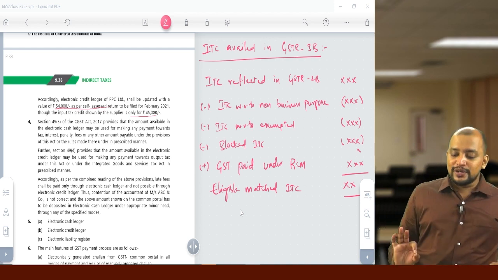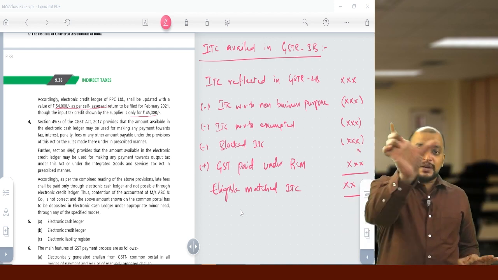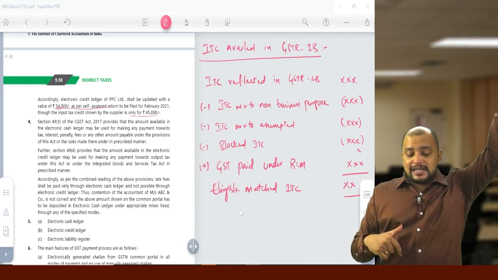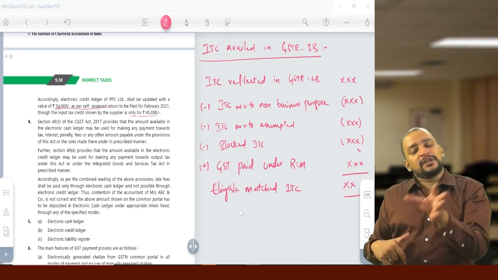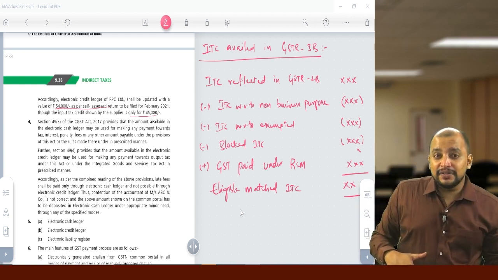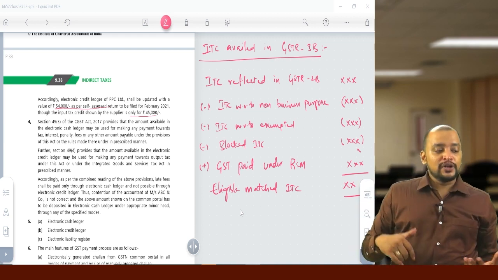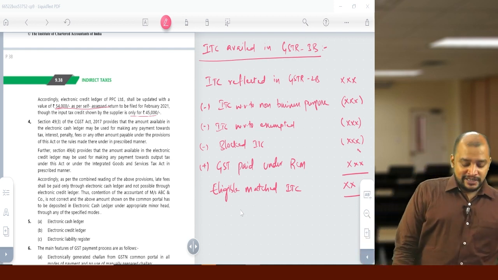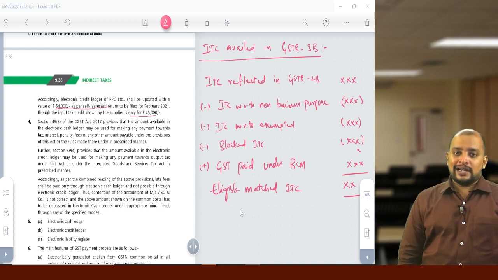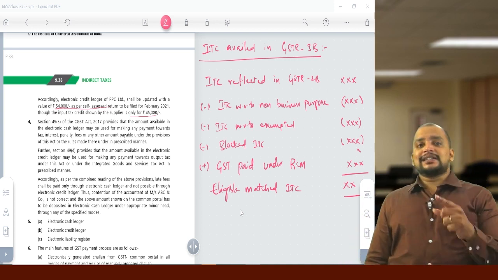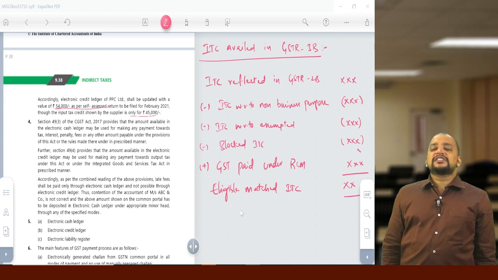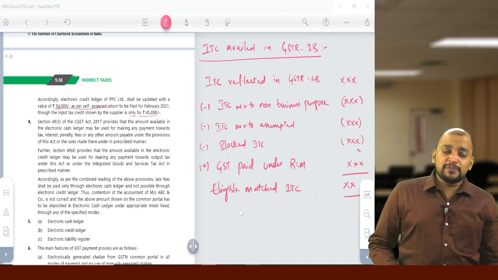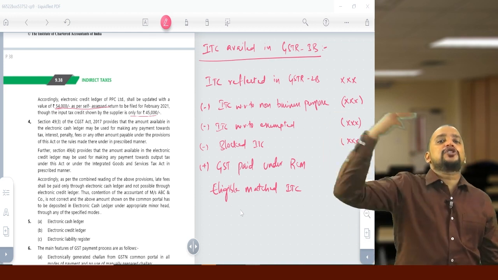The moment you see the matched ITC, don't blindly go for it. First see ITC with respect to non-business purpose, take it out. ITC with respect to exempted supplies, also take it out. Blocked credits also take out. Non-business purpose is covered under blocked credit in the name of personal purpose. But what is non-business purpose? Non-business purpose does not mean only personal purpose.